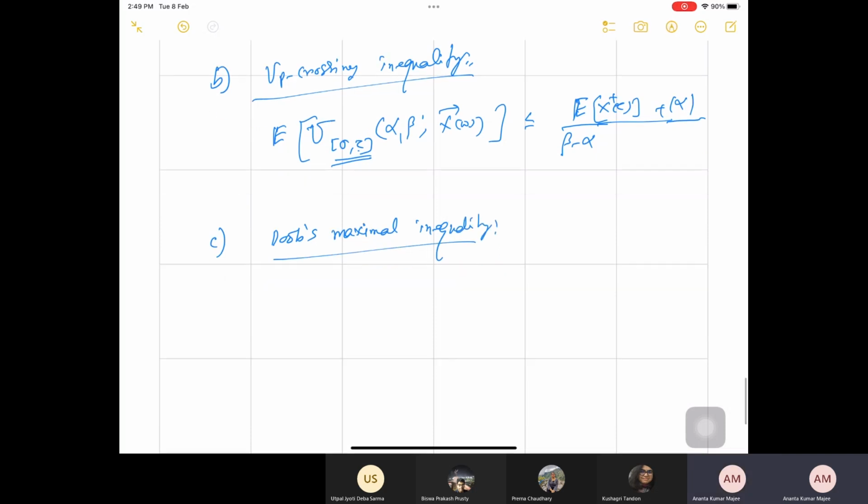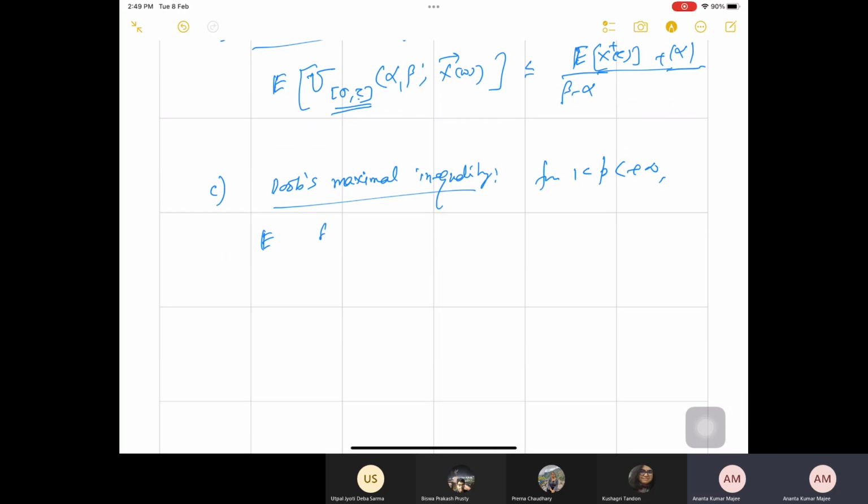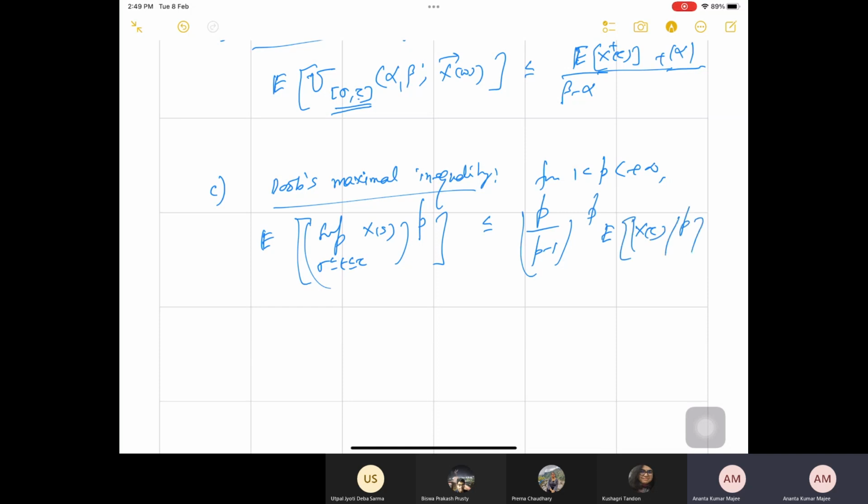What it says is that for 1 < p < infinity, the expectation of the supremum over s from sigma to tau of X_s to the power p is less than or equal to (p/(p-1))^p times the expectation of X_tau to the power p, because tau is the highest point here in this case. Provided that X_t is non-negative almost surely for every positive t, and because this should make sense, this X_tau should be in L^p of omega.